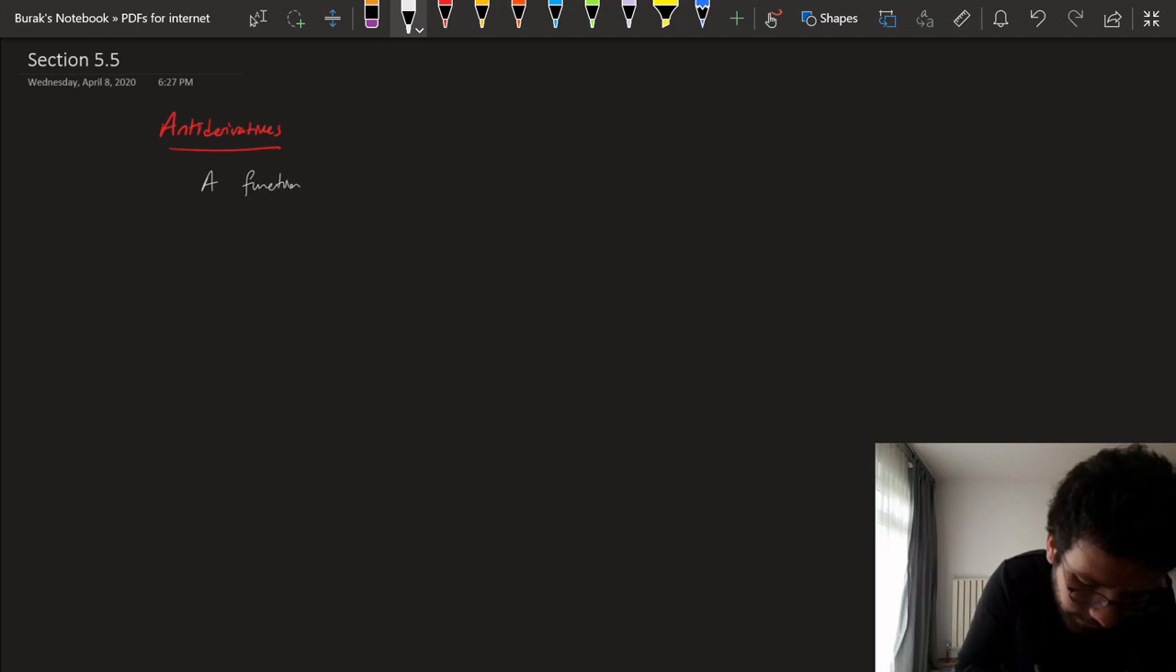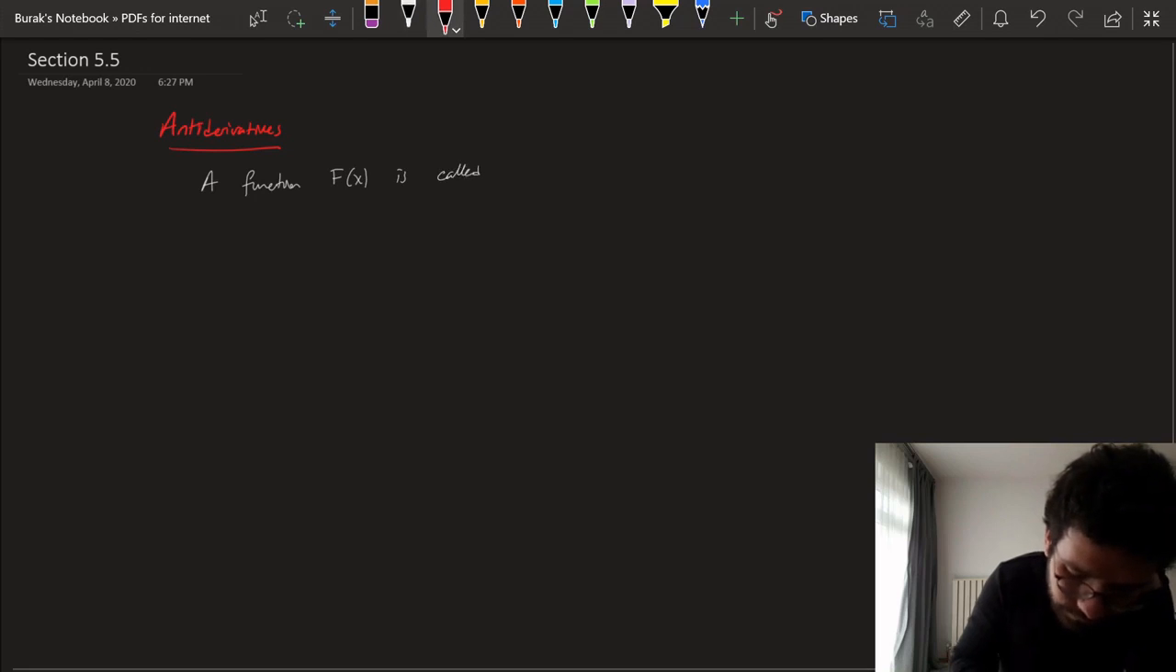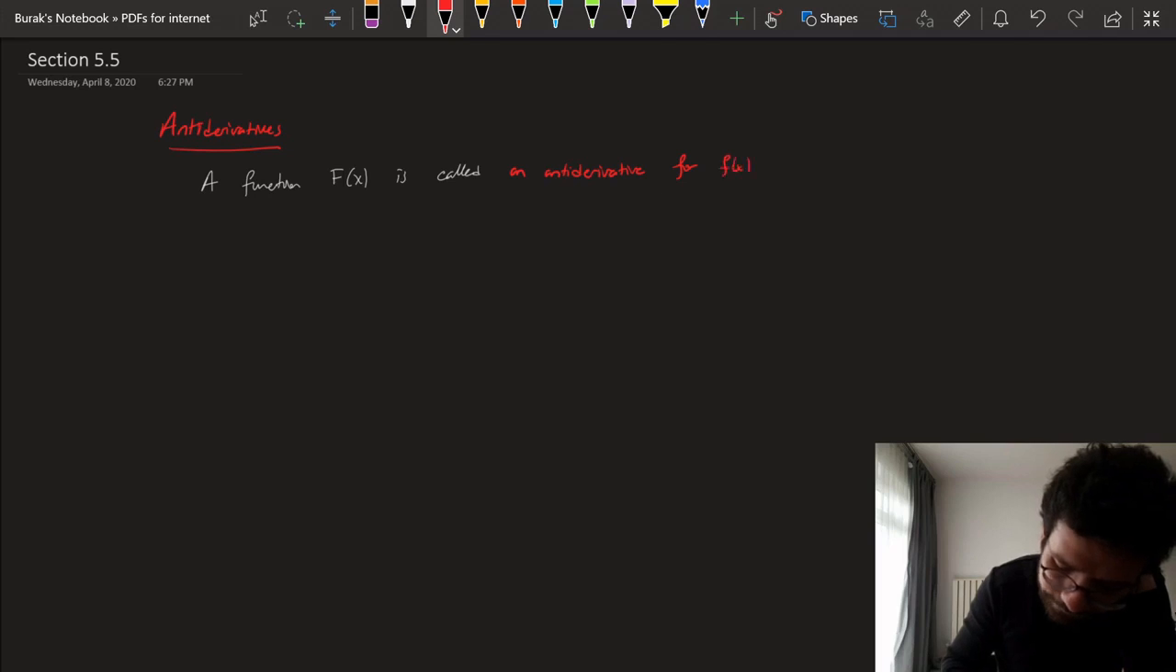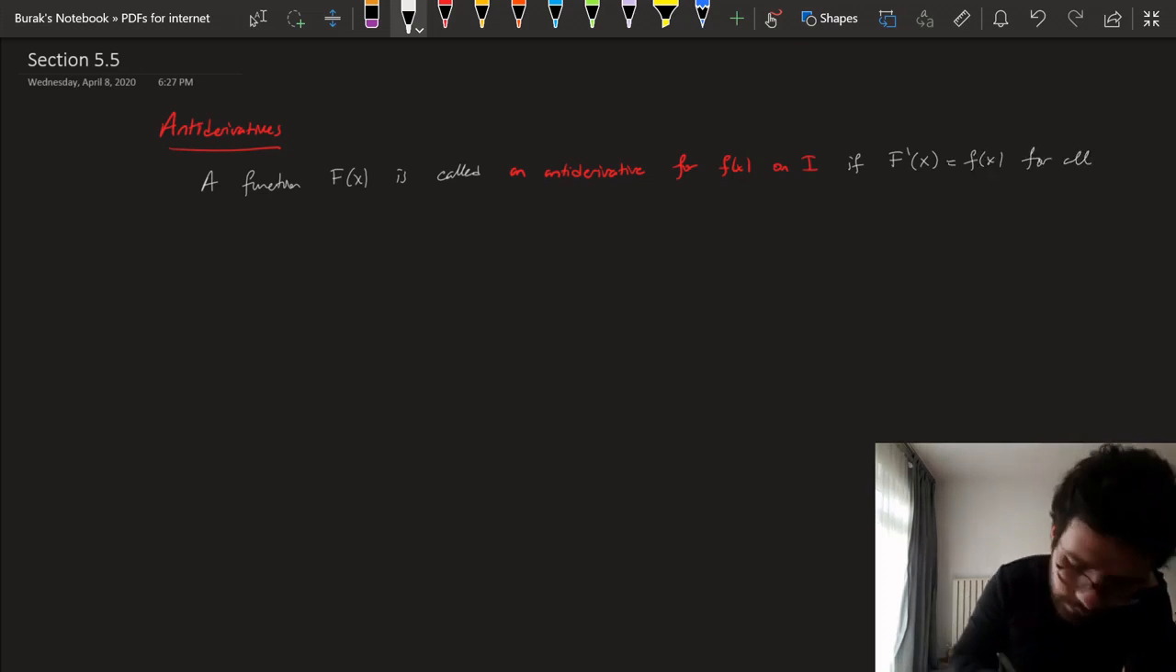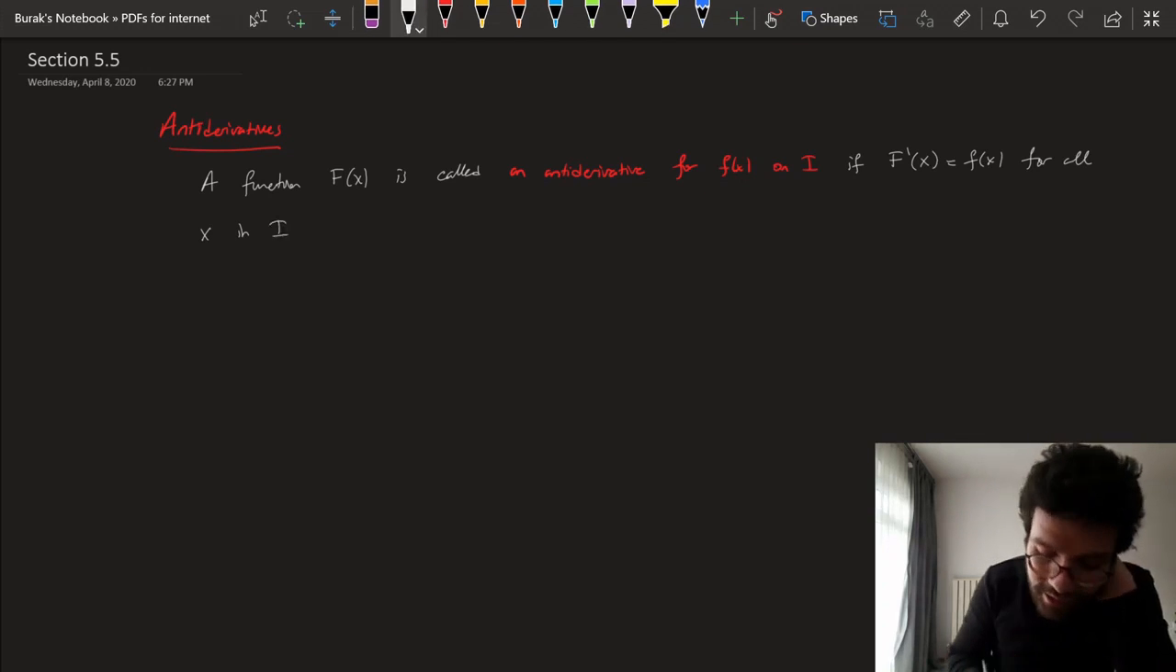A function big F of x is called an antiderivative for little f of x on the interval I if the derivative of big F of x is equal to small f of x for all x in the interval I. So I'm assuming that here I is an open interval.